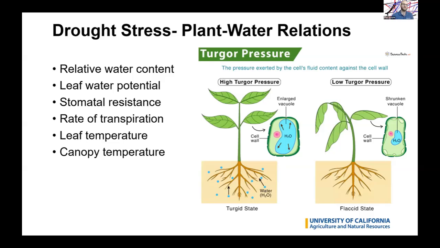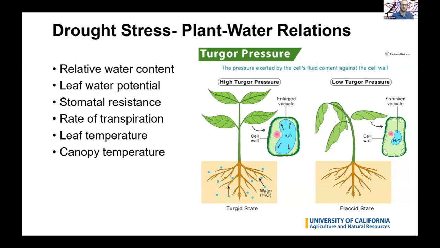So just talking about drought stress, what does drought do to plants, to trees? The first thing is this: how do plants and water react? Under drought stress conditions, you have a lower relative water content in trees, which is going to reduce your leaf water potential and your stomatal resistance, your transpiration rate's going to go down, and then it's going to increase leaf temperature and canopy temperature.